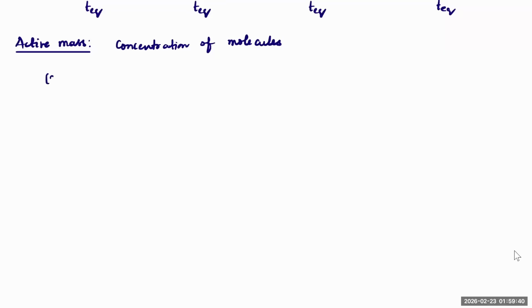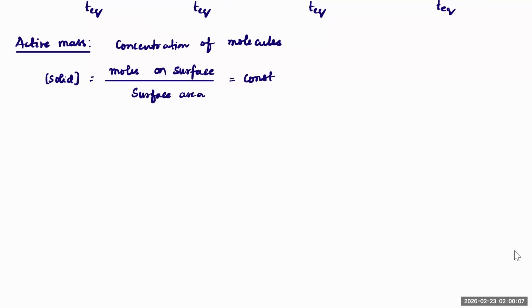For example, if you have a solid substance, how do we measure the active mass? We check how many moles are on the surface of the solid substance with respect to the surface area. Now what happens is, in the case of solids, this value always remains constant, and we assume this to be equal to 1.